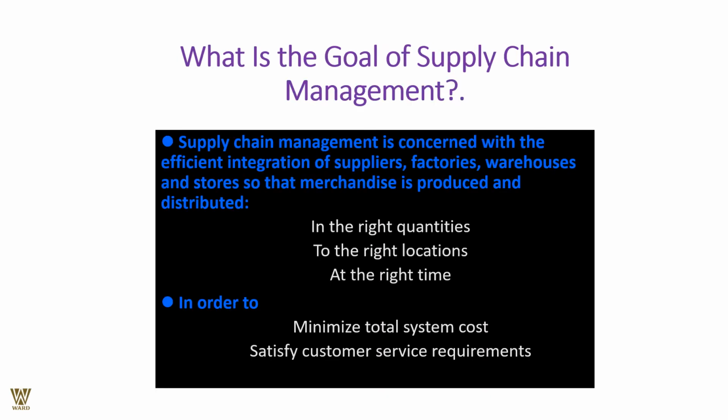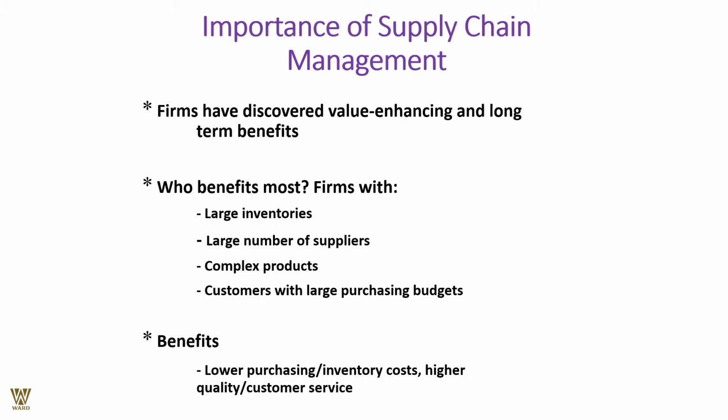So, what is the exact goal of supply chain management? First, supply chain management is concerned with the efficient integration of suppliers, factories, warehouses and stores so that the merchandise is produced and distributed in the right quantities, to the right location, at the right time. Why? In order to minimize total system cost. Why? In order to satisfy customer service requirements. That is the exact goal of supply chain management.